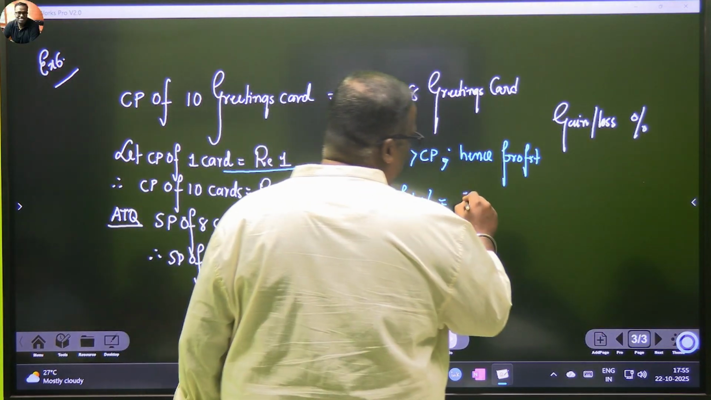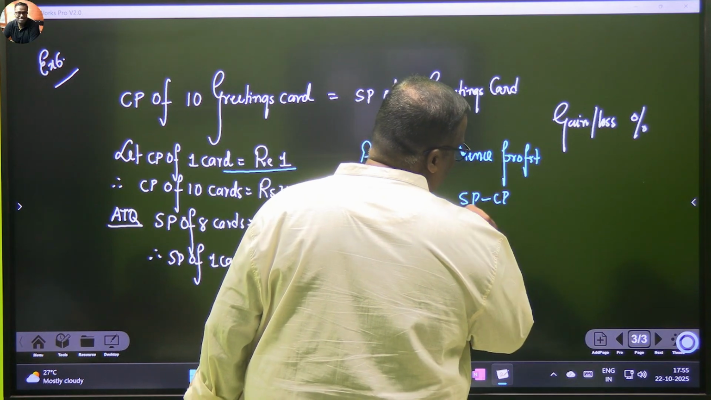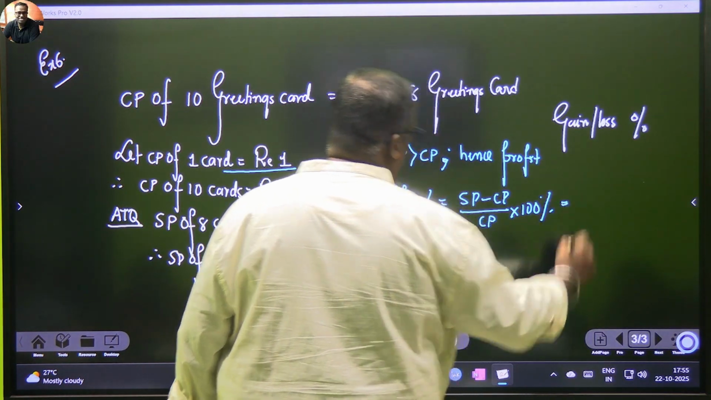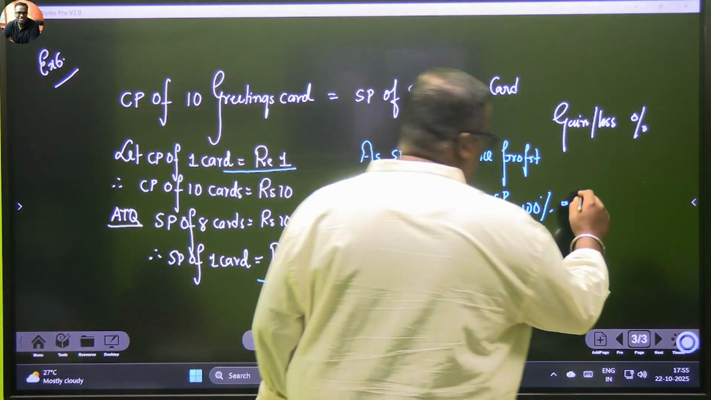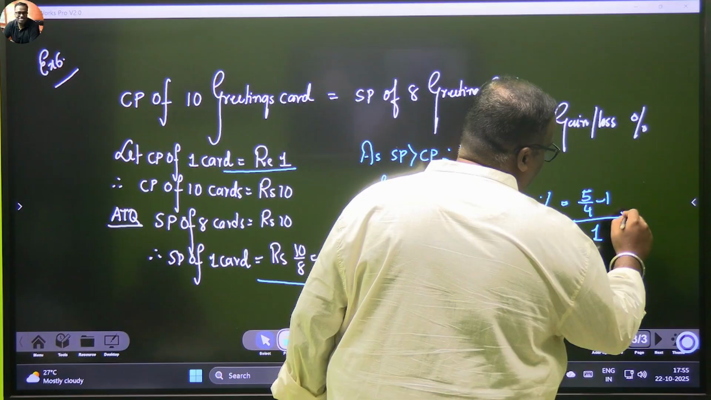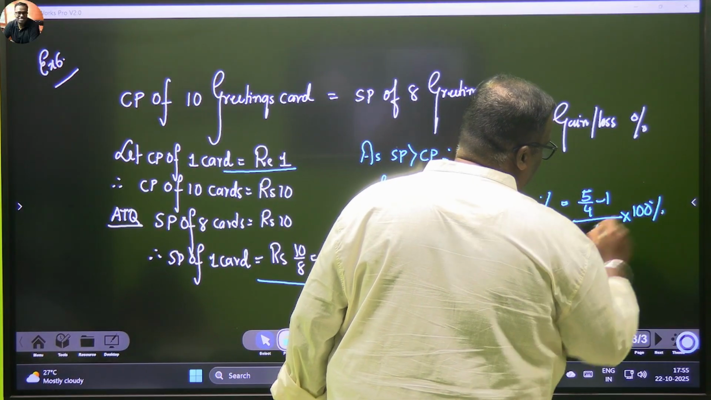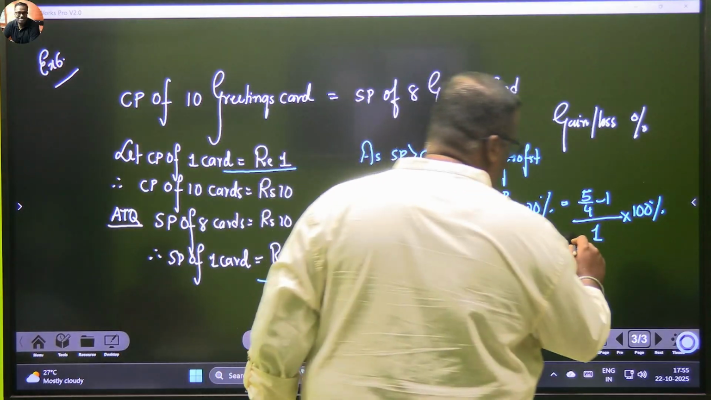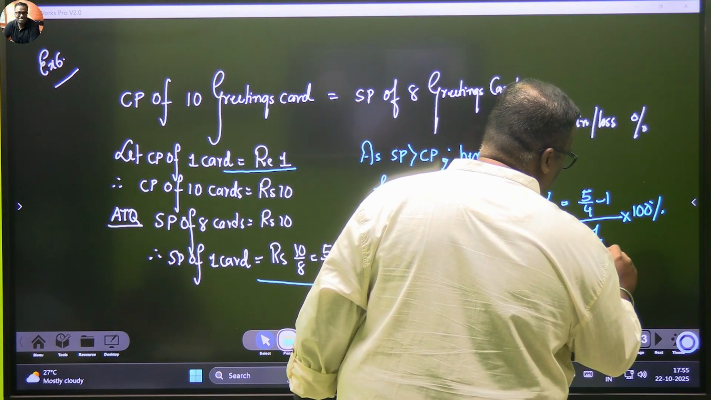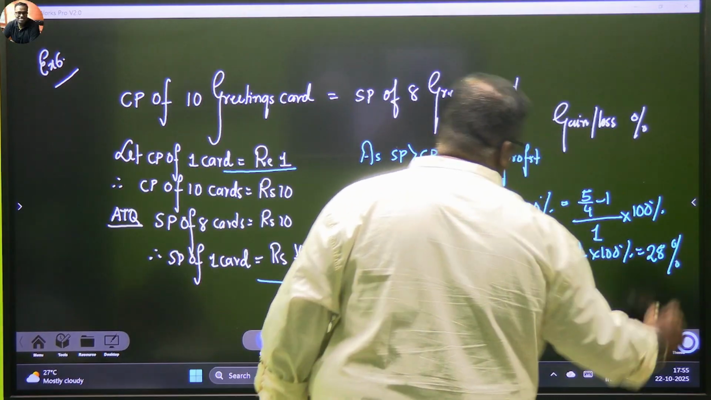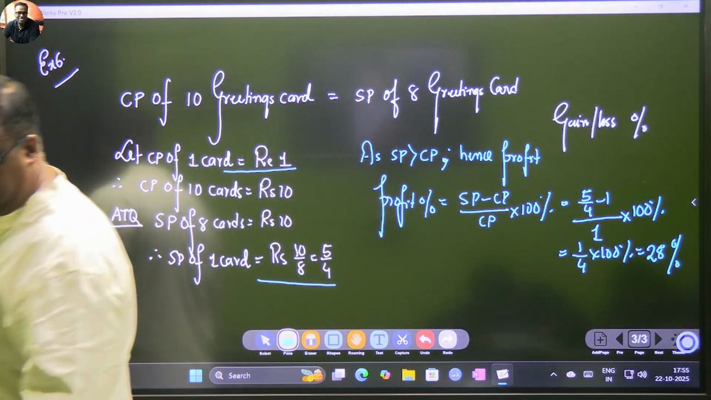Profit percentage will be the excess of SP over CP divided by CP multiplied by 100%. So what is my SP, beta? 5 by 4 minus 1, divided by 1, into 100%. So 5 by 4 minus 1 will become 1/4. 1/4 multiplied by 100% is equal to 25%. You understanding?